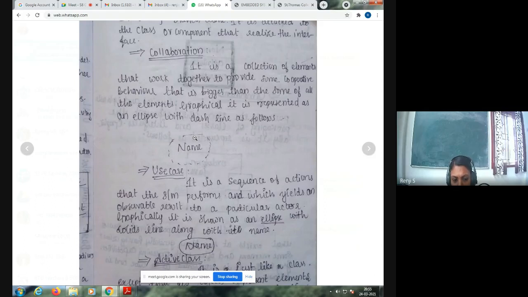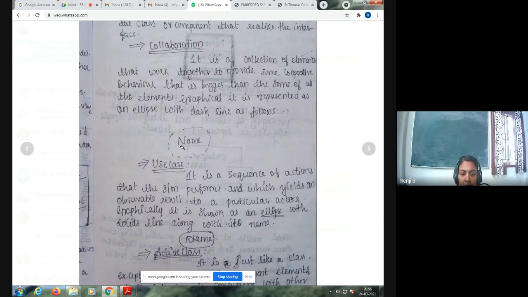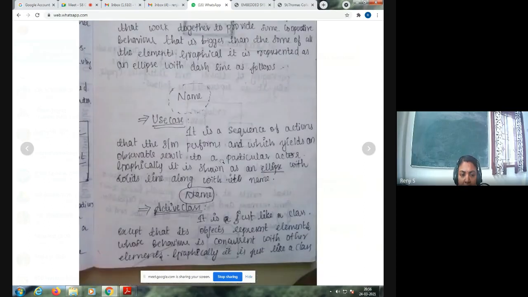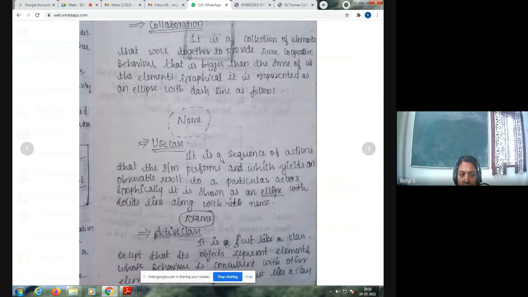So this particular search operation is a use case. Even though I'm giving just a single input, it is going on within the system. It is performing a set of operations, and then it yields a result to the actor, the end user. Graphically, it is shown as an ellipse with the name of the use case written inside it. So, we have discussed classes, interfaces, collaboration, use case.